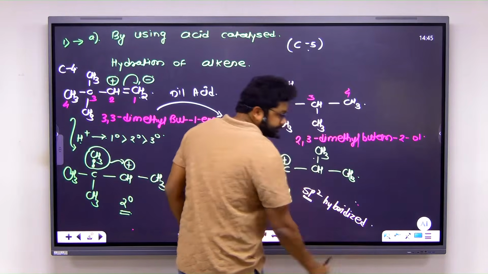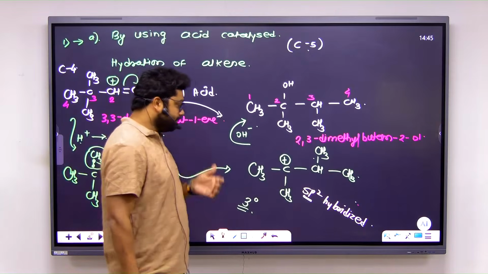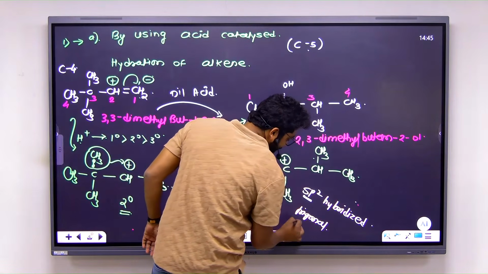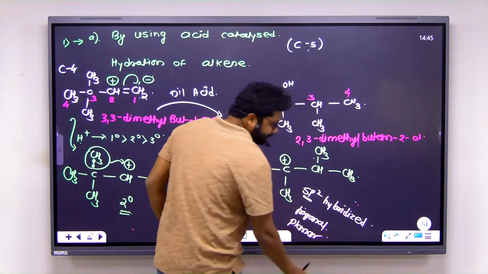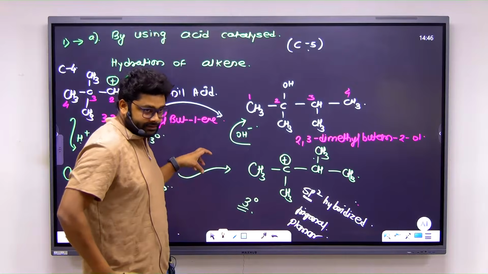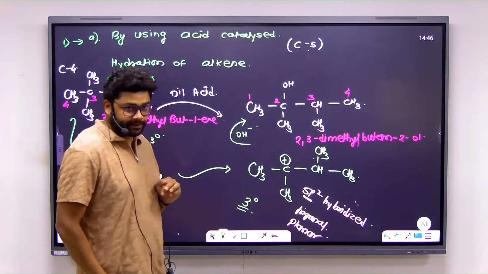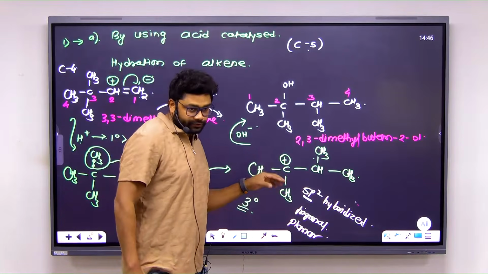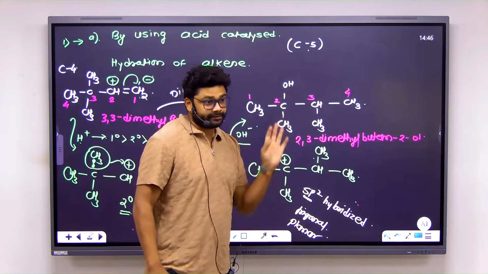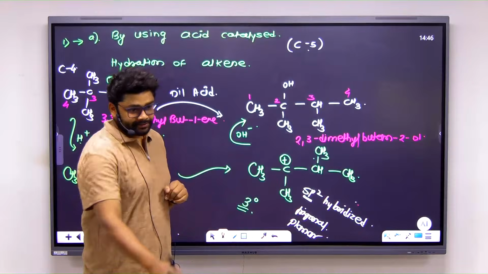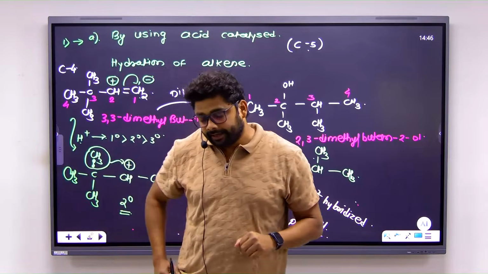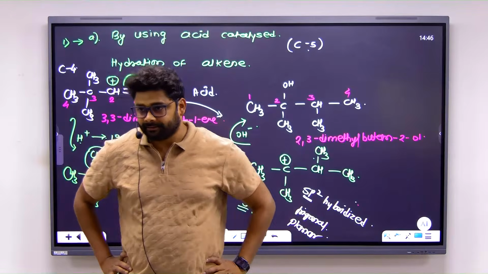sp2 hybridized, right? And it is a trigonal planar shape. This is what, a planar. Planar means it looks like a flat. So a flat substance is there. Suppose carbocation is there. So OH minus can attack from both sides, front side as well as back side. So that's why this is a racemization. What? Racemization. Whenever there is a carbocation formation as an intermediate in any reaction mechanism.